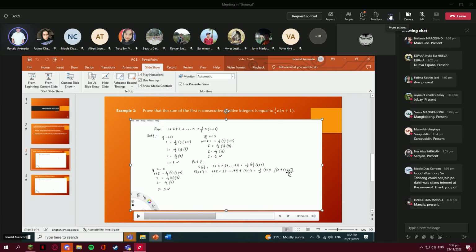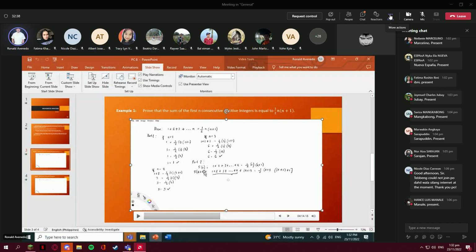And substitute the k: 1, 2, 3, 4, 5. Okay, let's continue. Now, look at the sum from 1 up to k, plus 2k plus 3, from 1 up to k. Okay, that part, 1 up to k. Saan natin yan makikita?